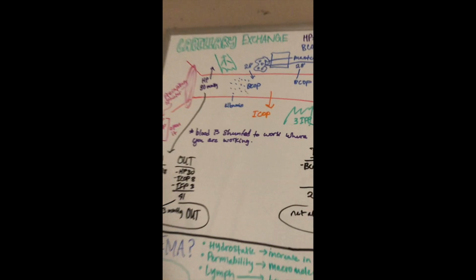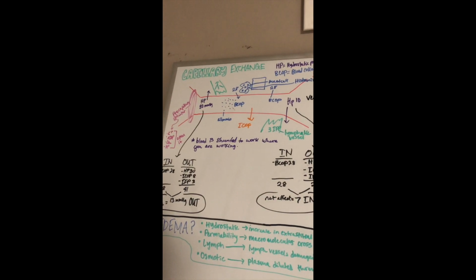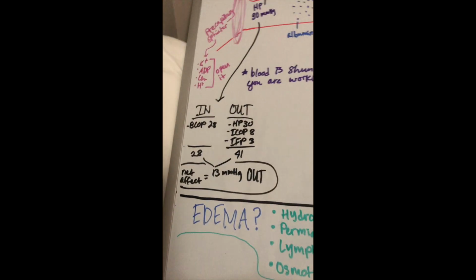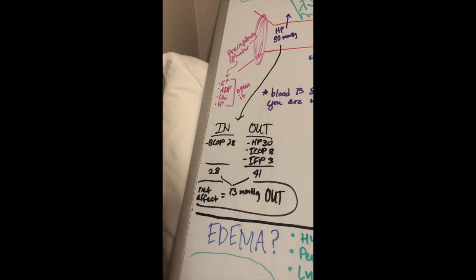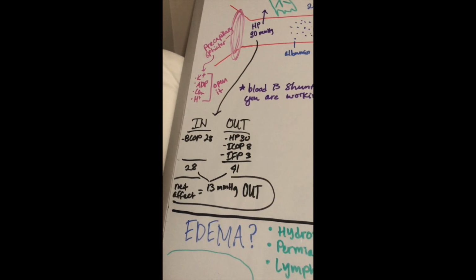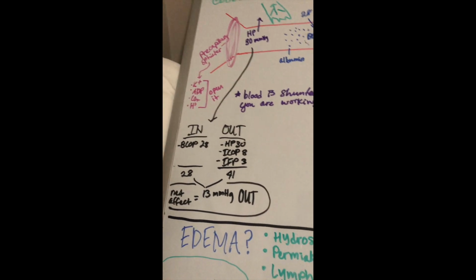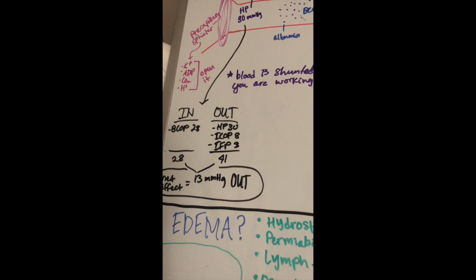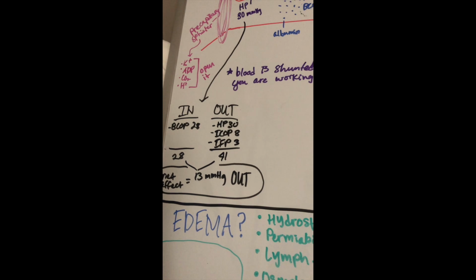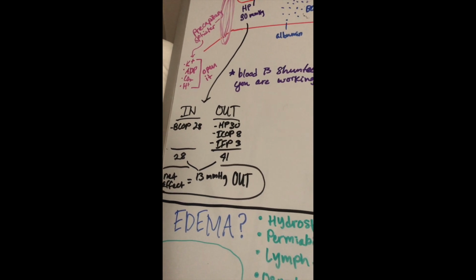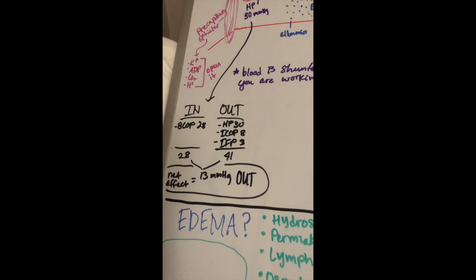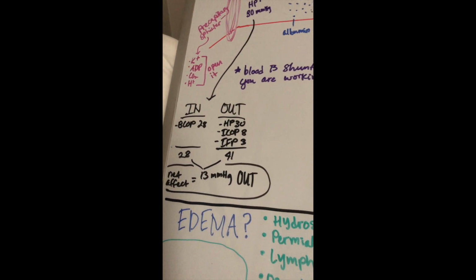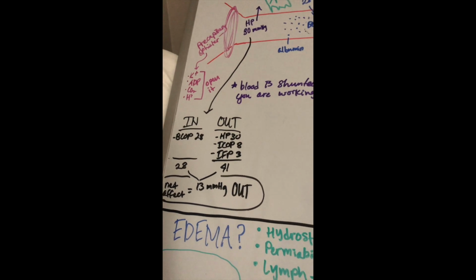An important thing to note is that blood is shunted to where you are working. At the arterial end that we've been talking about, we're getting 28 in through our BCOP, and then out we've got 3 different variables. We've got hydrostatic pressure, 30, then ICOP 8, and then IFP 3 from our lymphatic vessels. So that's 41, and 41 minus 28 is 13 overall coming out.